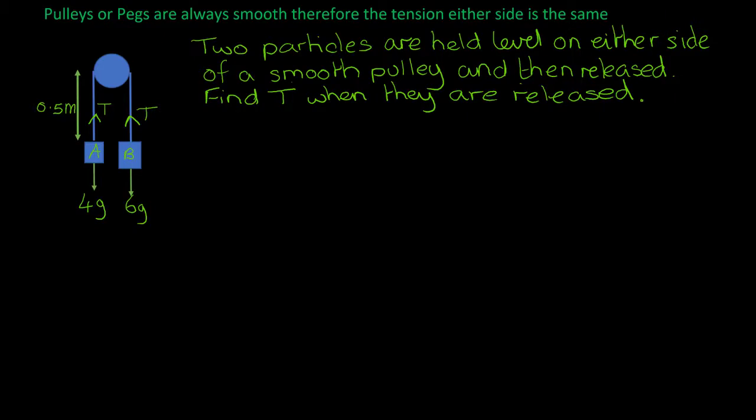Pulleys or pegs are always considered to be smooth, and therefore the tension either side of them will be equal, it will be the same. Here we have two particles that are held level on either side of a smooth pulley and then released. Find T when they are released. So we're going to start by looking at A. So I'm going to say that movement is most likely for A to be up and for B to be down in that way.